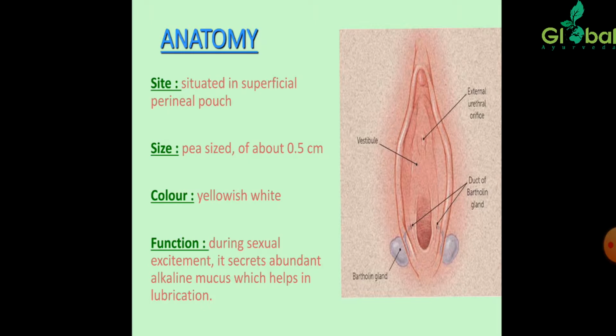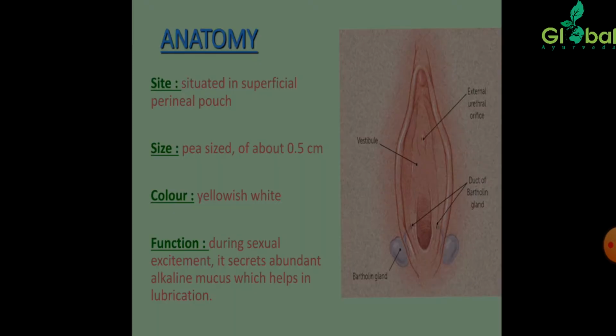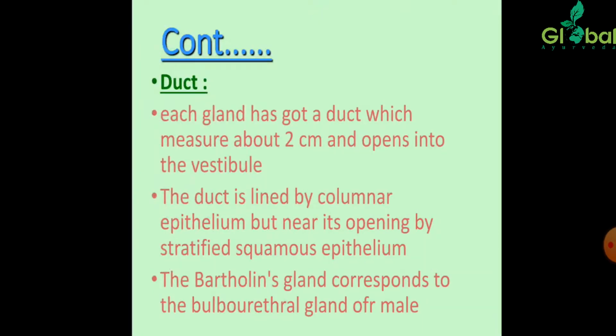What is the function of the gland? Used during sexual excitement, it secretes abundant alkaline mucus which helps in lubrication. Each gland has a duct which measures about 2 centimeters and opens into the vestibule. The duct is lined by columnar epithelium, but near its opening by stratified squamous epithelium. The Bartholin's gland corresponds to the bulbourethral gland of the male.